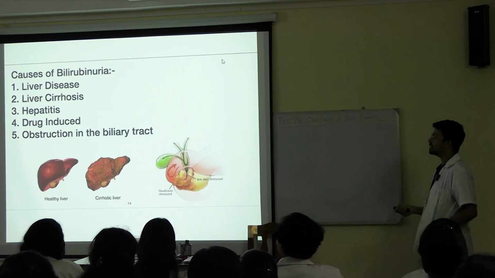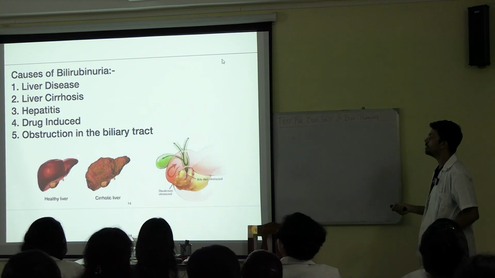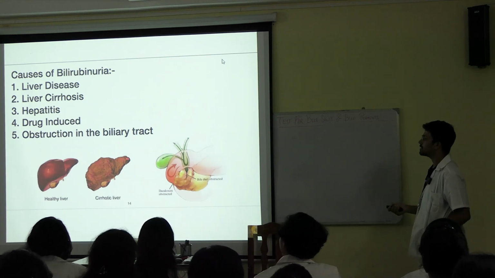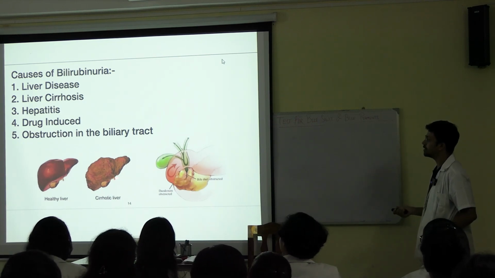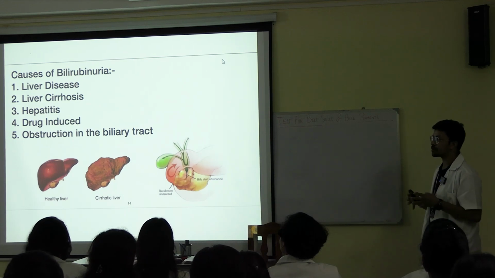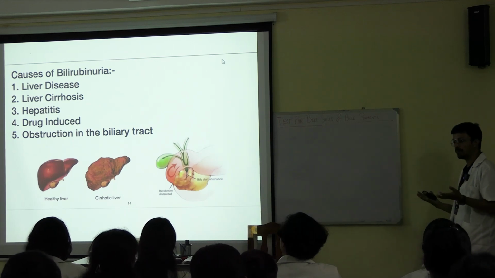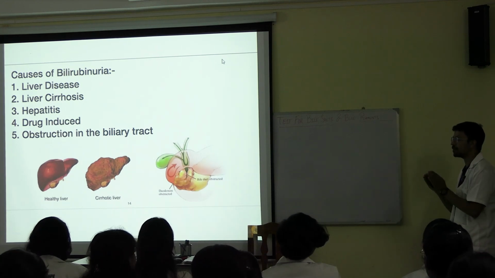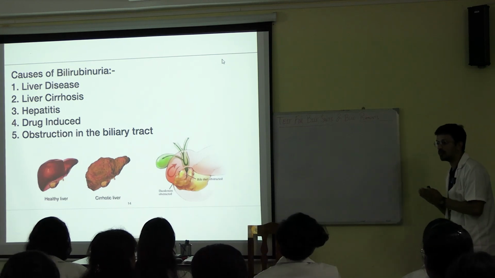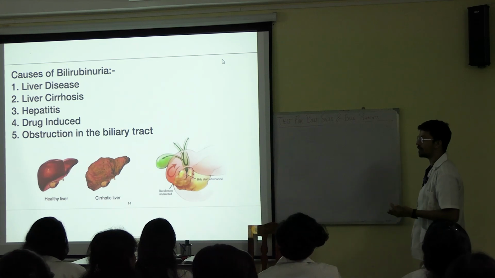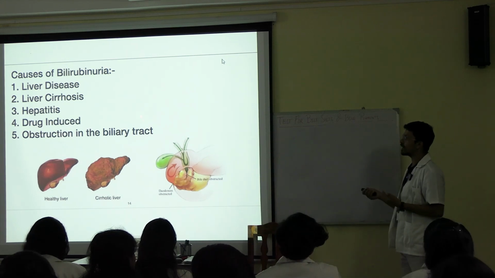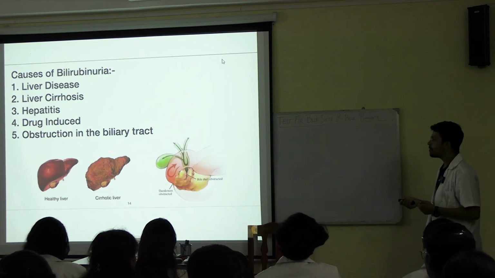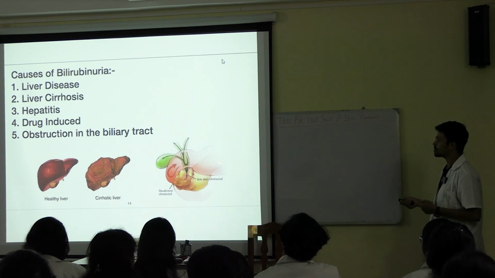There are 3 images. This is how the normal, healthy liver looks, and this is how the cirrhotic liver looks. In cirrhotic liver, what is happening? It is getting fibrosed. First of all, the cells get inflamed. Once the inflammation resolves, they get fibrosed, meaning they narrow down and get smaller, and they don't function properly. That is why in cirrhosis you have all these problems. Then there is one image of obstruction.